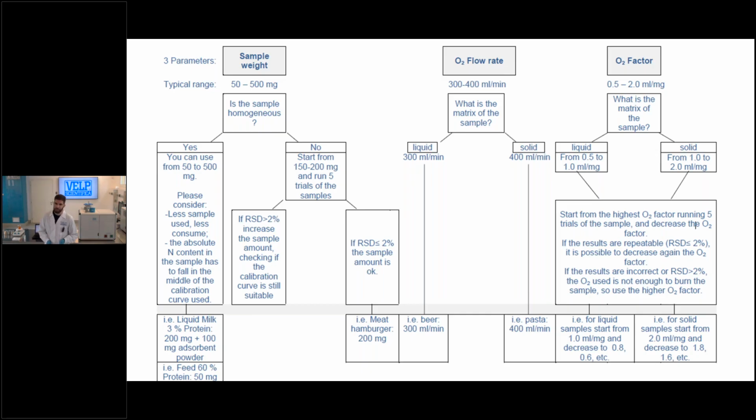So we suggest starting from that oxygen factor value and reducing it step by step. Every time you reduce the oxygen factor, you perform 5 trials and check if the RSD is lower than 2%. If the RSD is lower than the set value, you can reduce the oxygen factor again until you set an oxygen factor that gives you an RSD over the set value. In this case, you make a step back and select the last oxygen factor that ensures you a complete combustion.